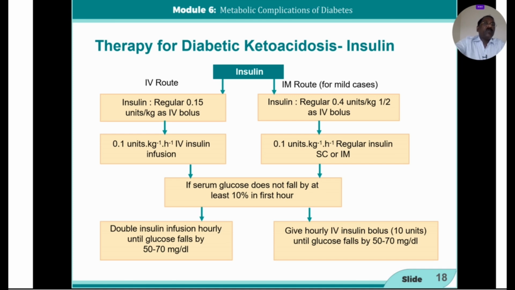So in the next 1 hour you check the blood sugar. Suppose the blood sugar is still 500. That means your 8 units per hour is not sufficient. You have to increase the dose. So it may be 12 units per hour or 16 units per hour.